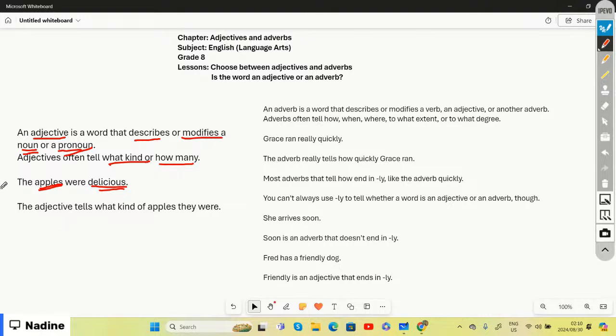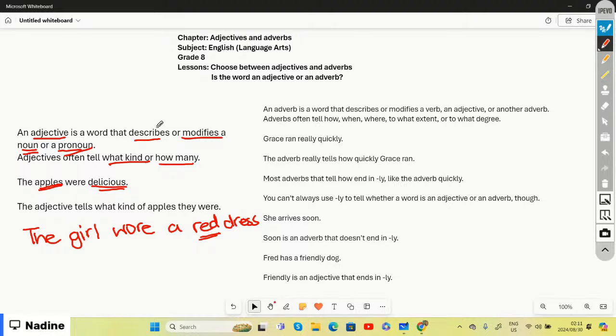If we look at another example of an adjective, we can even say, the girl wore a red dress, which means that we are actually describing the dress. So, what color or what kind of dress? We can say it's a red dress that she had on, or a flowery dress, or a beautiful dress, or the beautiful girl. So, you basically describe the noun or the pronoun by stating either what kind or how many.